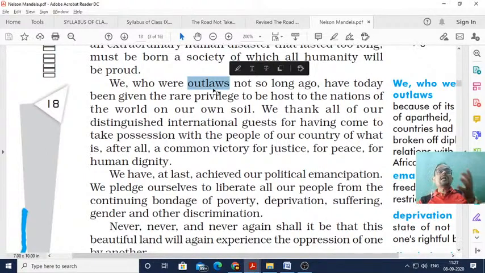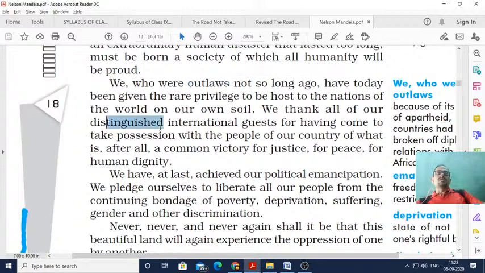Now we have been given the rare privilege, because for the first time, the black government is the host to the nations of the world from the soil of their own origin, that is from their own country, from South Africa. The black people for the first time have got the rare privilege to host the nations of the world from their own soil. We thank all of our distinguished international guests for having come to take possession with the people of our country of what is, after all, a common victory for justice, for peace, for human dignity.